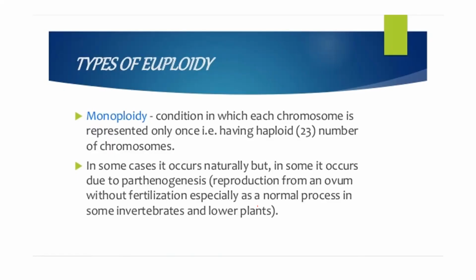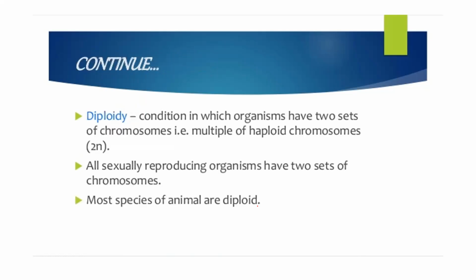The types of euploidy: there is monoploidy. The condition in which each chromosome is represented only once, having 23 chromosomes, is monoploidy. In some cases it occurs naturally, but in some it occurs due to parthenogenesis, that is reproduction from an ovum without fertilization, especially as a normal process in some invertebrates and lower plants.